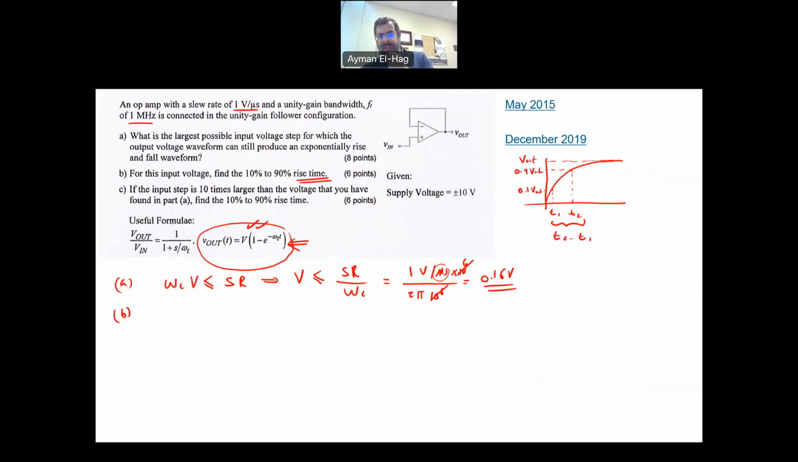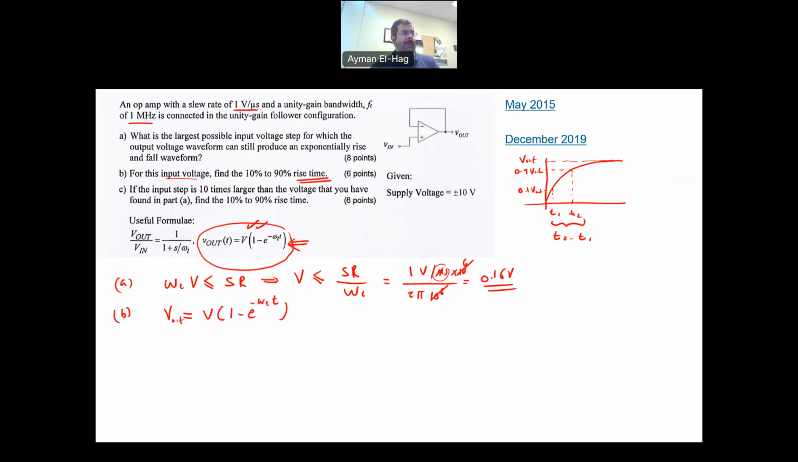So we need to find T1 and T2, and then take the difference, and with this, we will be able to find our rise time. Okay, so the function here, because we are talking about a voltage less than or equal to 0.16 volts, your V output will equal V, the input voltage, times 1 minus e to the minus omega t times t.